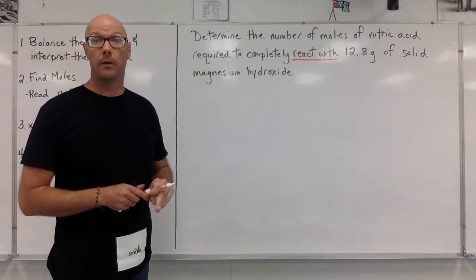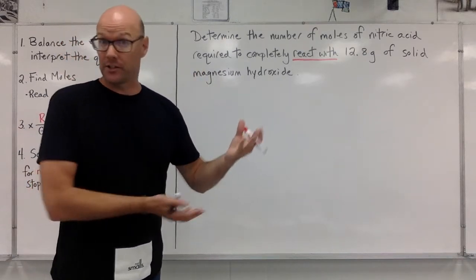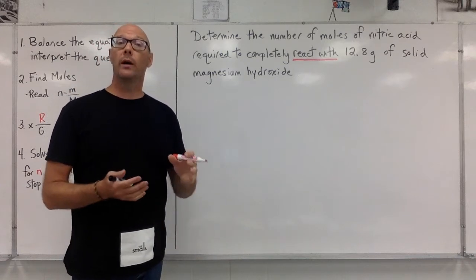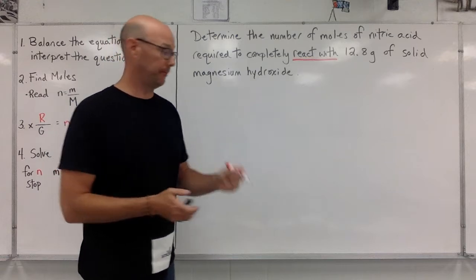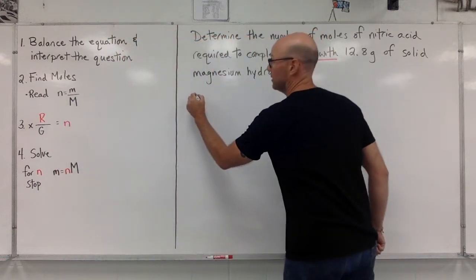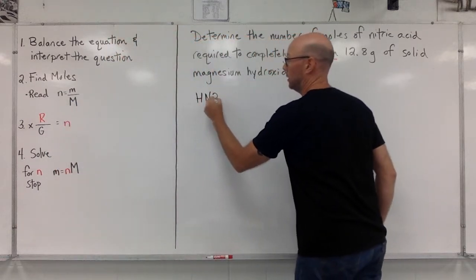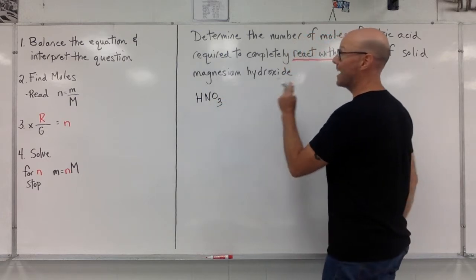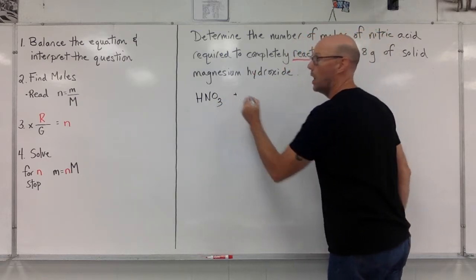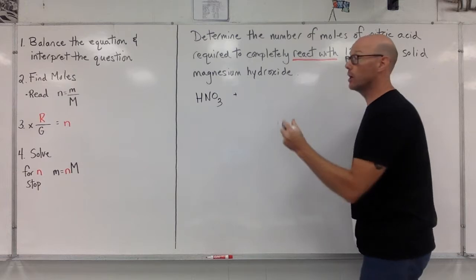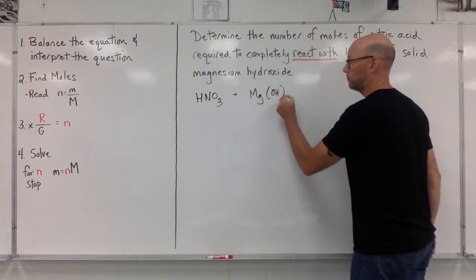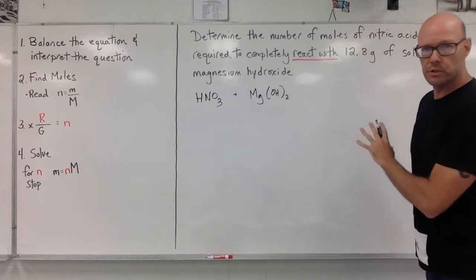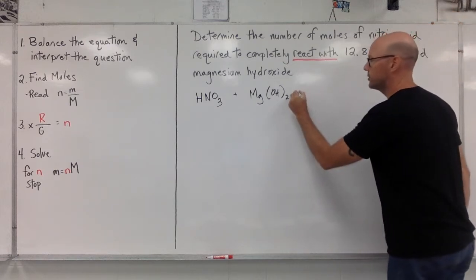Let's put that down. Nitric acid is an acid. Obviously, it has acid right in the name. If you don't know what it is, you can find it in the data booklet in the acid table. Nitric acid is HNO3. It's going to react with magnesium hydroxide. Magnesium is a 2+, hydroxide is a 1-. No mention of a precipitate. I don't care about the states.